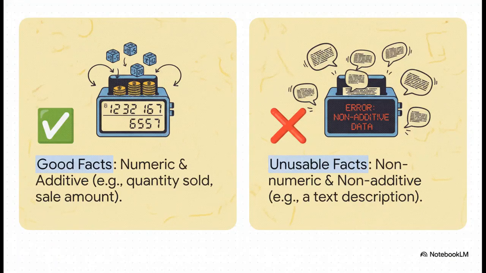Now, what's really interesting here is this really simple rule for choosing your facts. They must be numbers that you can meaningfully add up. Quantity sold? Perfect. Sale amount? Absolutely. But a text description or even a unit price? Unusable as a fact because you can't really sum them up in a meaningful way across different transactions.